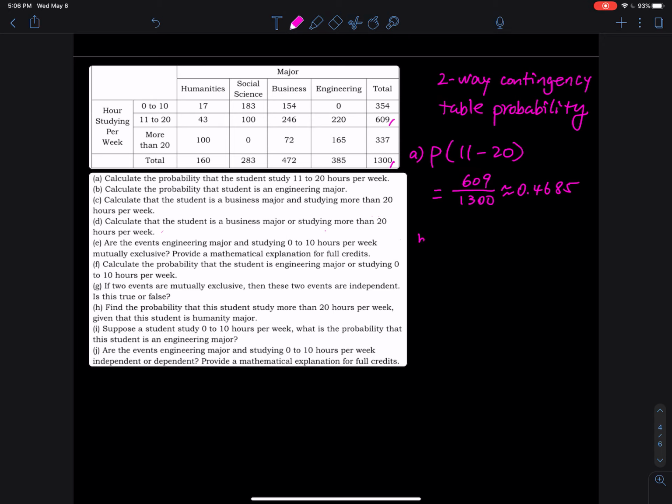All right. And then part B is an engineering major. So how many engineers do we have? We have 385 engineering students. So that is 385 divided by the grand total.